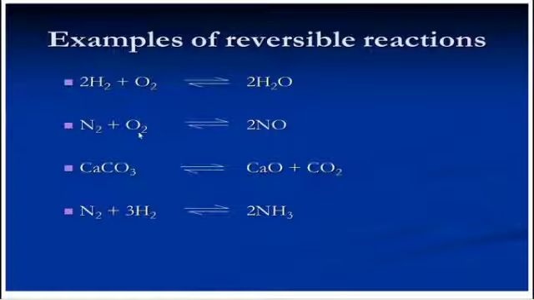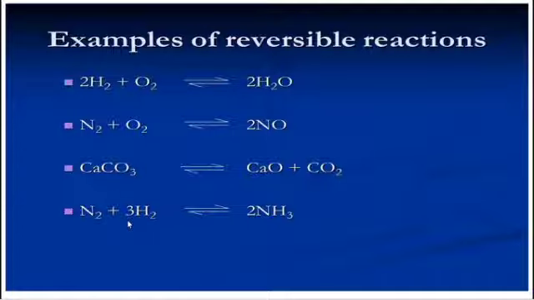N2 plus O2 gives 2NO. This is the forward reaction. This is the backward reaction. 2NO is converted back into N2 and O2. CaCO3 splits in the forward reaction to form calcium oxide CaO and carbon dioxide. Then calcium oxide and carbon dioxide react together to form calcium carbonate CaCO3.